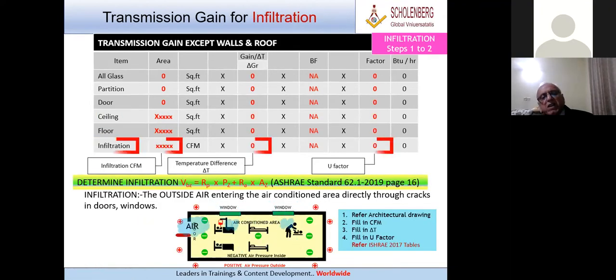Now let's take the case of infiltration. What is infiltration? Suppose your room is a hospital. Now inside the hospital, we have a negative pressure because we don't want the bacteria and the viruses to go out, to remain inside. Then we have a negative pressure, then air enters through the cracks, through the building, or gaps in the doors. That is called infiltration. This is how we have represented infiltration. Opening of door, door opens, air will enter inside, things like that.